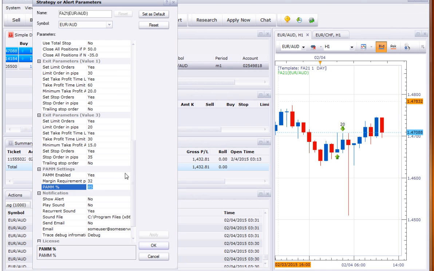That means when FA21 executes a trade, it's going to look back at the equity in your trading account. It's going to take 85% of it and create a number of lots to trade. So this will automatically set that. And as your equity changes, so does the actual number of lots that you'll be trading automatically. You could set this to 10%, 20%. 85% is about the maximum you should even contemplate.